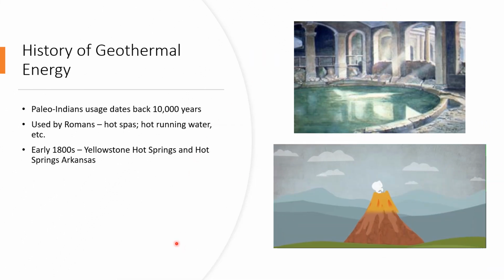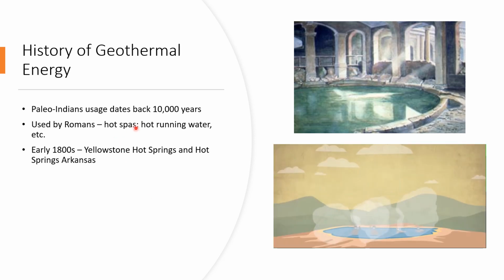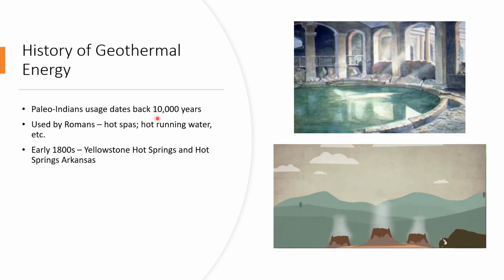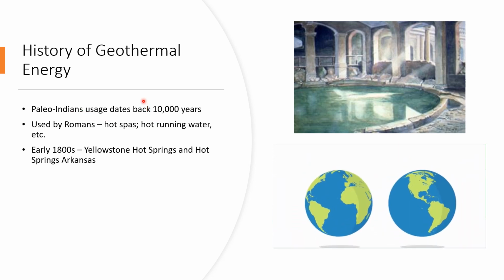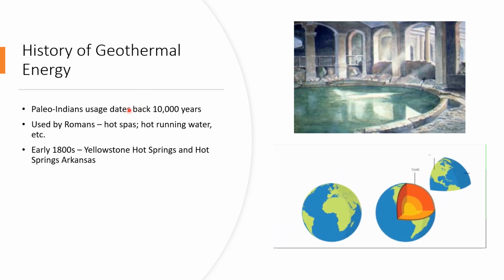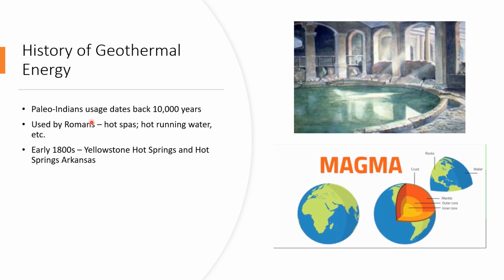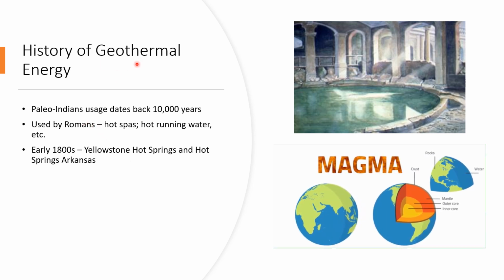Okay, so if you take a look at the history, that's about 10,000 years ago, right? So Paleo Indians started out with geothermal energy, they discovered that. And also Romans, right? They didn't know, of course, it as geothermal energy. They only knew, okay, hot water coming out of the ground. You can feel the earth is hot in certain areas, right? So that's how we came to know the spa and also the hot spring, hot running water.